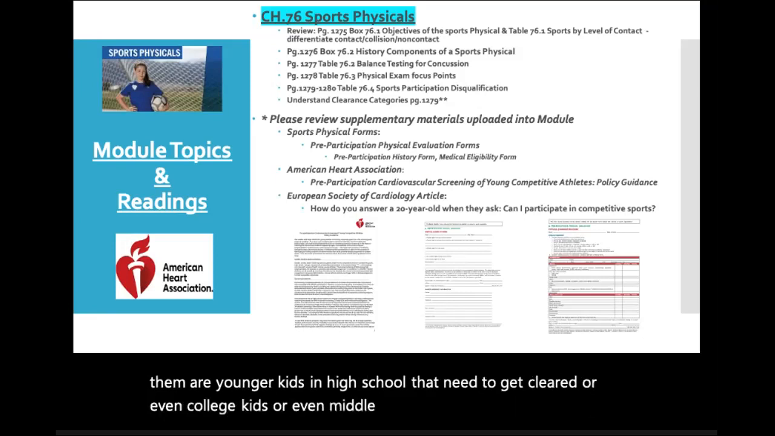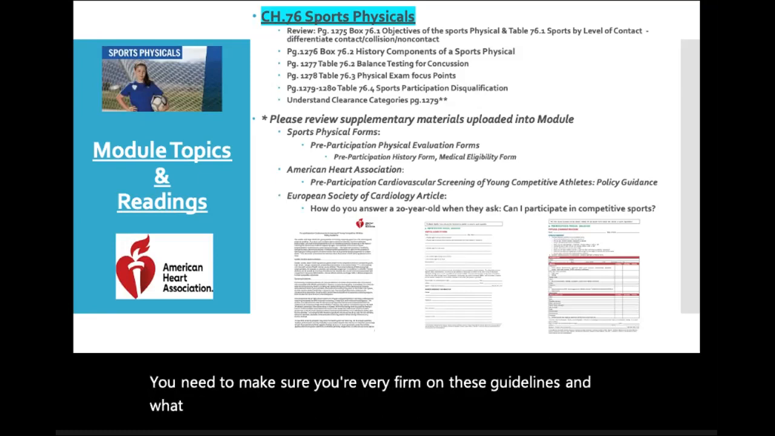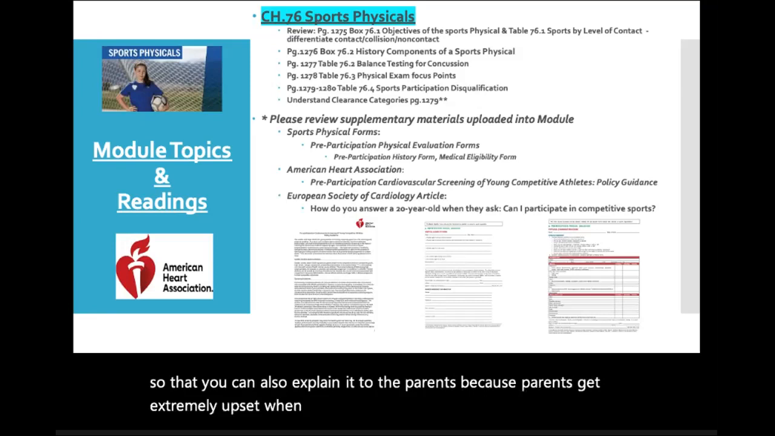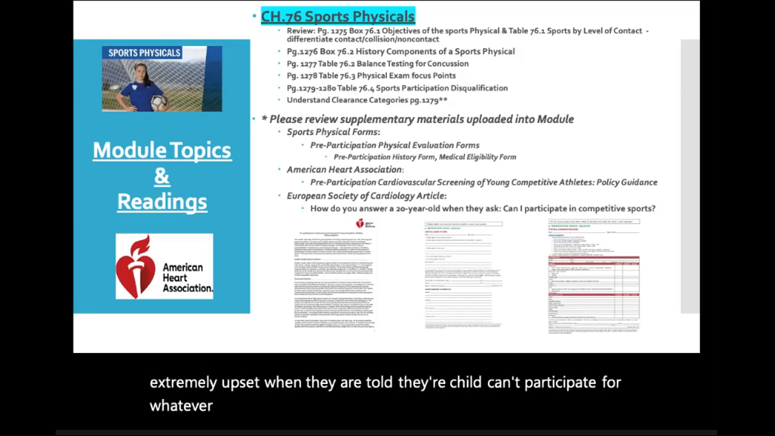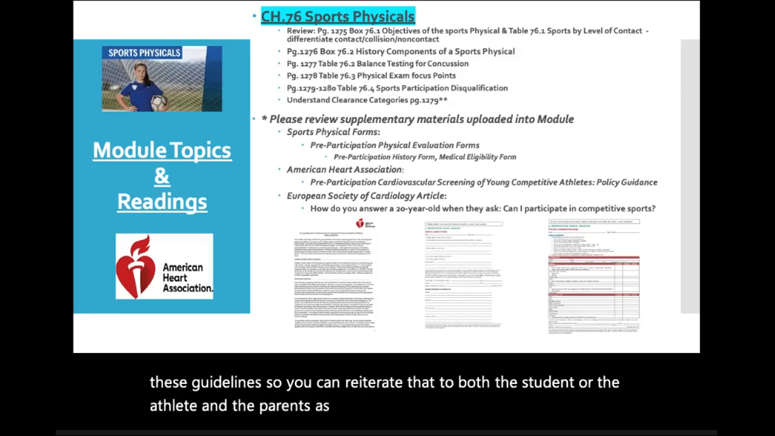You need to make sure you're very firm on these guidelines and what would disqualify these students or athletes from participating, so that you can also explain it to the parents, because parents get extremely upset when they are told their child can't participate for whatever reason. So you need to make sure you're very clear on these guidelines, so you can reiterate that to both the student or the athlete and the parent as well. Because they can be bullies with this.